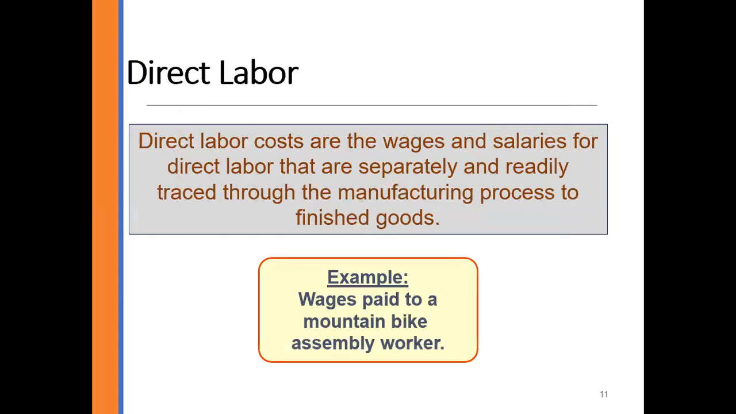Direct labor, again, direct labor costs or direct laborers are the individuals that are in the production facility turning the raw materials into a finished good. So they are the assembly line workers. They work in the manufacturing plant. They work in the production facility on the assembly line, turning raw materials into a finished good, right? They're using the example here, wages paid to a mountain bike assembly worker. Again, using the example of the General Motors plant in Wentzville, Missouri, those individuals that work on the assembly line, they are the direct laborers, right?